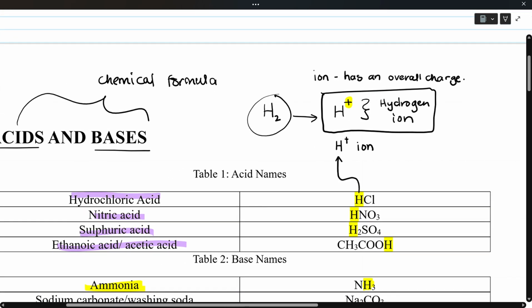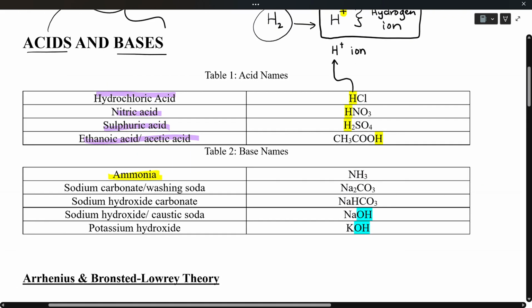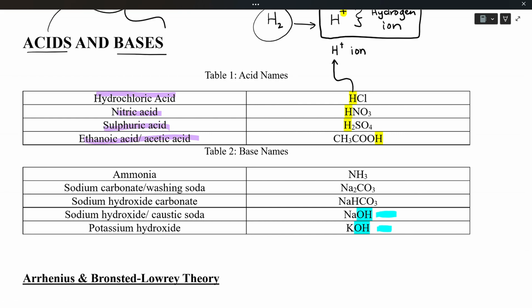For a base, let's have a look at this. So for a base, it's less obvious because if we look at the names, firstly, they don't even have the word base in them. But you'll notice that the latter two, NaOH and KOH, these have a hydroxide ion. So if we look at OH, OH takes on a minus valency. So this is referred to as the hydroxide ion. So if you find a chemical formula with the hydroxide ion, then immediately you know that that is a base.